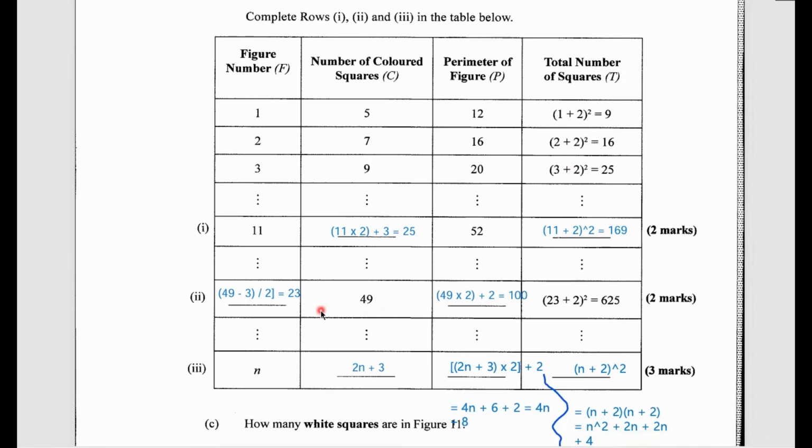But here we want to go backwards. So what are we doing here? We multiply by 2 and add 3. We're going to go backwards. We first subtract 3 and then divide by 2 afterwards. So 49 minus 3 is 46. 46 over 2 is 23.